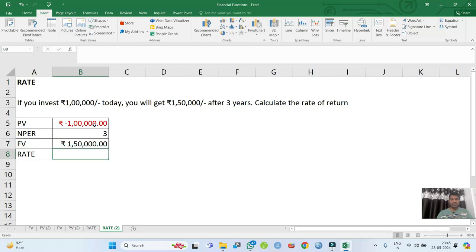For the rate of interest, just type RATE, and you will get NPER. NPER is 3. Payment again is nothing, so you can type 0. For the present value, you need to select 1 lakh first, then the future value, 1.5 lakhs. If you select everything, you will get 14%. So getting 1.5 lakhs after 3 years means 14% rate of interest. Many times you will come across these kinds of rate of interest, present value and future value problems. I will take some sessions on financial functions in further sessions.